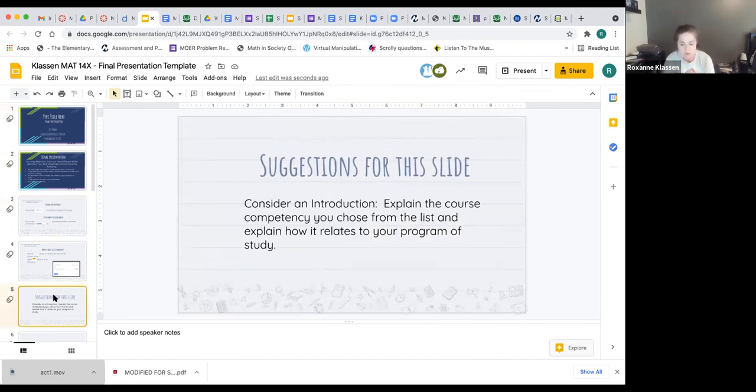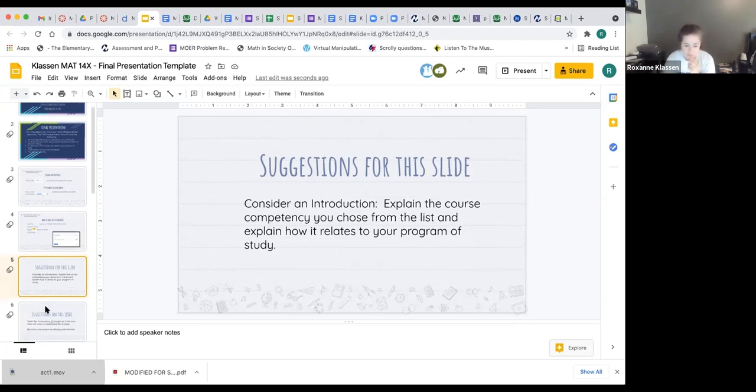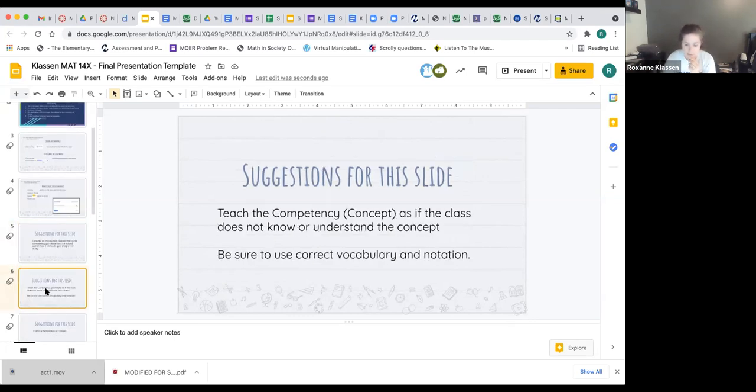Explain the course competency you chose from the list and how it relates to your program of study. So I have someone doing social work and homelessness. They could say, why is it important for statistics, or how does statistics affect social work? Well, number one, funding. We present statistics so we can get funded to address a problem like homelessness, stuff like that.